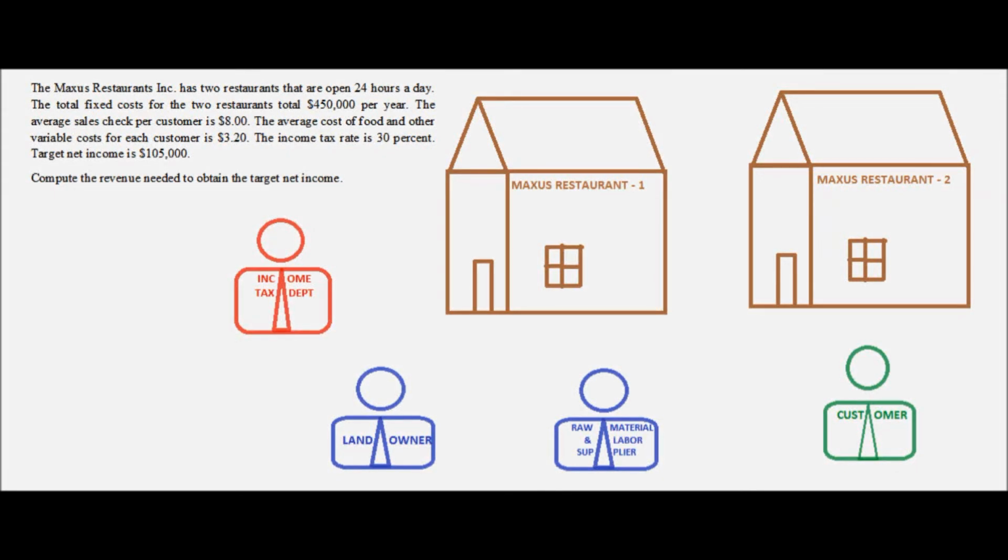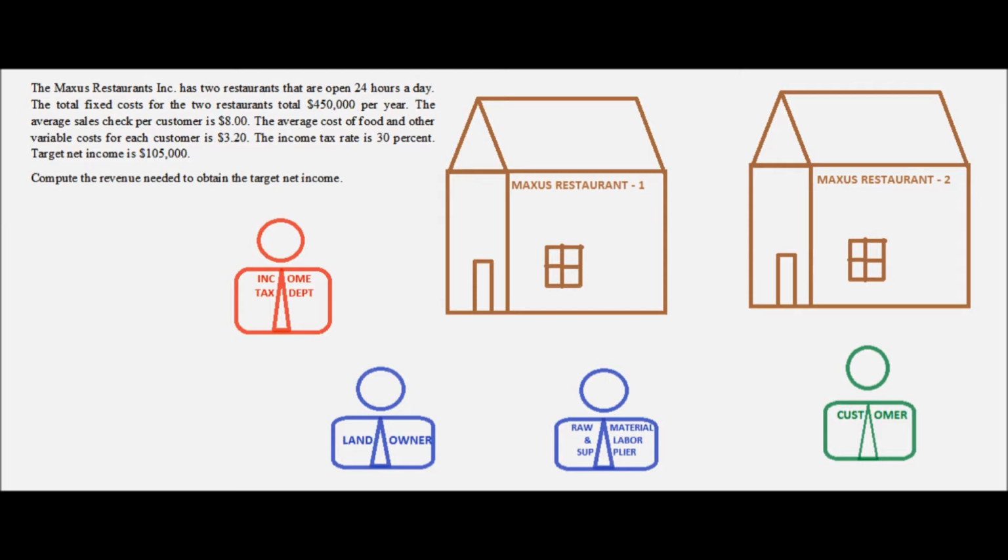Let us look at another example of cost volume profit analysis. The Maxis Restaurants Incorporated has two restaurants that are open 24 hours a day. The total fixed costs for the two restaurants total to $450,000 per year. The average sales check per customer is $8. The average cost of food and other variable cost for each customer is $3.2. The income tax rate is 30%.